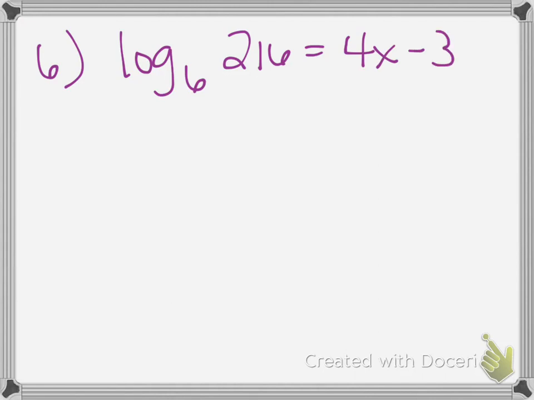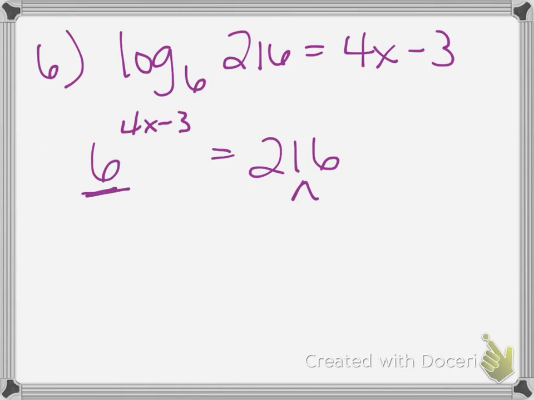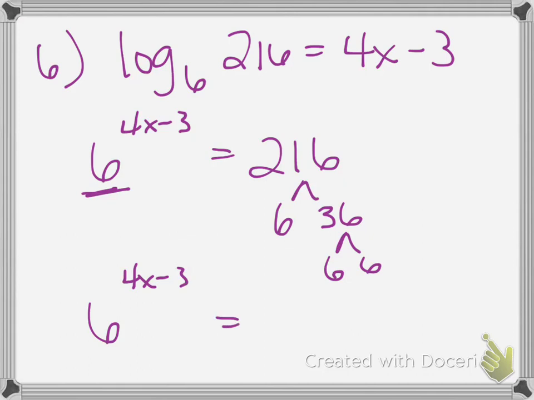And so now what I see here is 6 to the 4x minus 3 equals 216. So what I'm really going to need to do is get this in the form of base 6, because then if I can get the same bases, we can compare them. So I'm going to divide by 6, and that goes in 36 times, and then I get 6 and 6. So now I have 6 to the 4x minus 3 equals 6 to the third power.